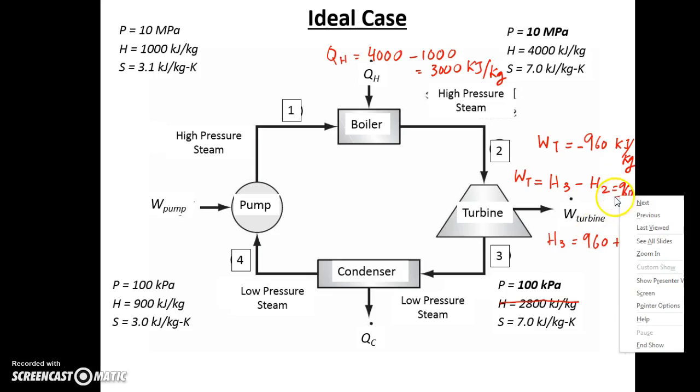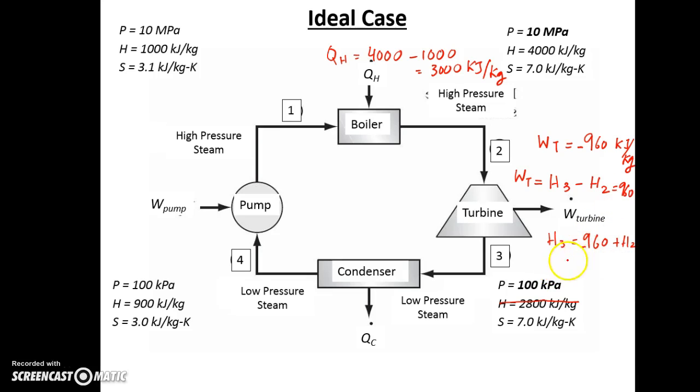I'm going to put a negative sign here. We're getting a negative sign here, negative sign here. So H3 is equal to 3,040 kilojoules per kilogram. My entropy will be different, but we don't have to worry about calculating entropy. So our H here, I'm going to write down a new H. H3 is equal to 3040 kilojoules per kilogram.